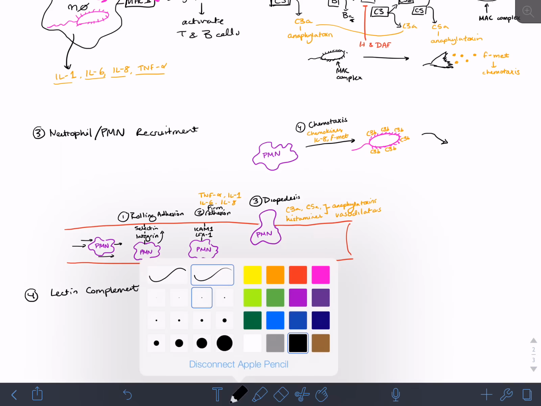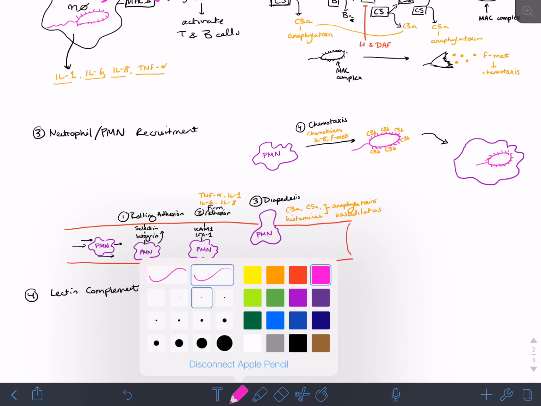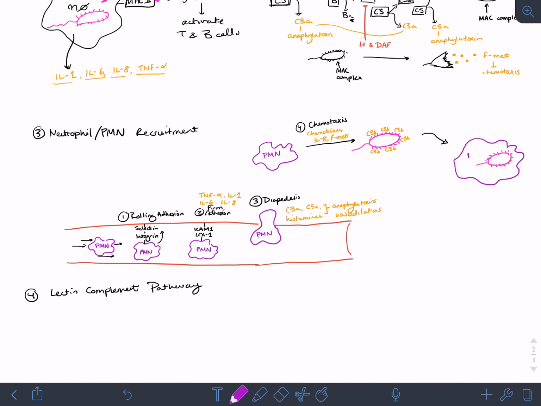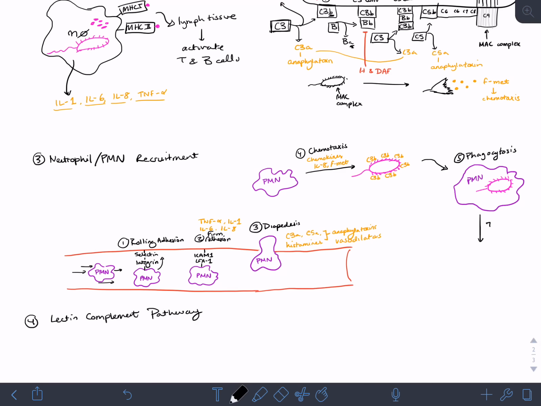the neutrophil is going to be like a macrophage. It's going to phagocytose it. Okay, so now you have this neutrophil, and this neutrophil has consumed this bacteria. So now you have this bacteria that's inside this neutrophil. So step 5 is phagocytosis. All right.